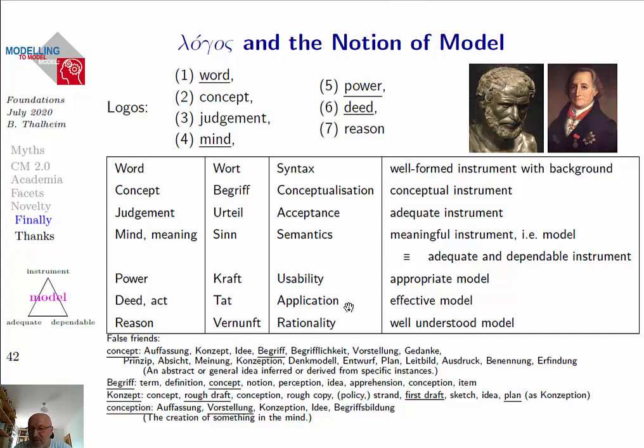That means in this case we have well-formed instruments with a background, we have conceptual models or conceptual instruments first, we have adequate instruments, and if we have adequate and dependable instruments we can have a model as such. Then we can have maybe an appropriate model, we can have an effective model, and we can have a well understood model. So that means in this case, in order to consider the science of modeling and moving towards a culture of modeling, we should also use whatever has been done in the past. As a little comment on all these lectures we have been giving.